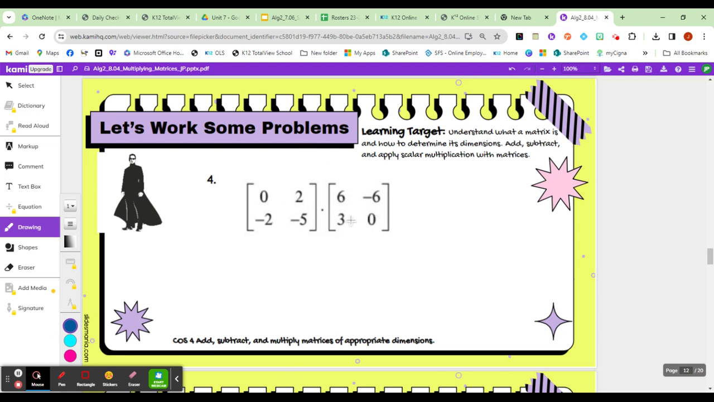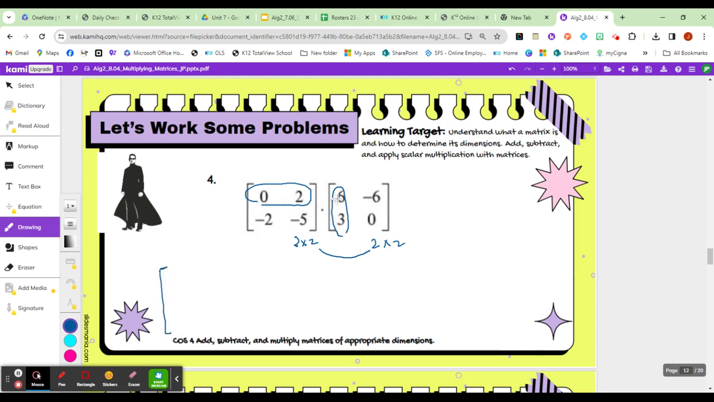Okay, so first of all, we're going to check to see if we can multiply these. The first matrix has 2 rows and 2 columns, so it's a 2 by 2. The second matrix has 2 rows and 2 columns, so it's a 2 by 2. So we're looking to see if the inside dimensions are the same. We only do that when we multiply. Okay, so we're going to start with our first row in our first matrix times our first column in our second matrix.